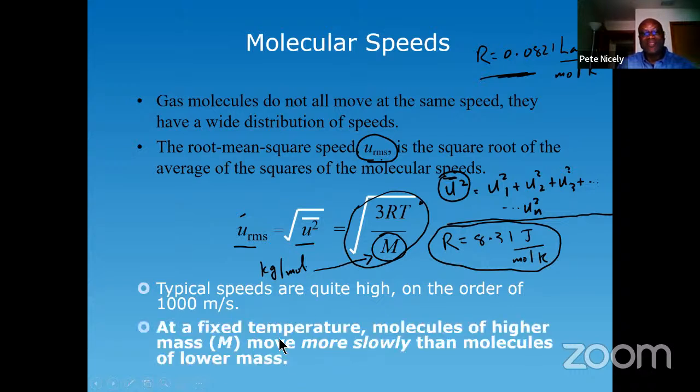And then another important thing I need to mention here concerning this equation is the relationship between the root mean squared speed and the molar mass, right? As you can see, it's an inverse square root relationship. So what does that mean? That means basically that the molecules with a heavier molar mass will move at a slower speed on average if the temperature is the same, right? So as stated here, at a fixed temperature, molecules of higher molar mass will move more slowly than molecules of lower molar mass. So basically, heavier molecules move more slowly, lighter molecules move more quickly at the same temperature, all right? Which makes sense if you think about it.